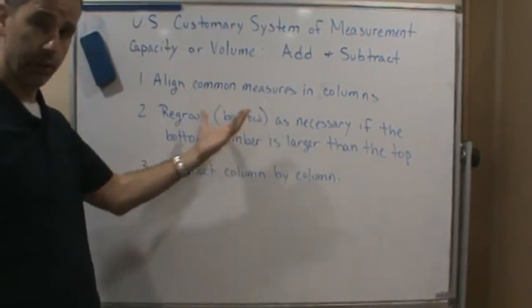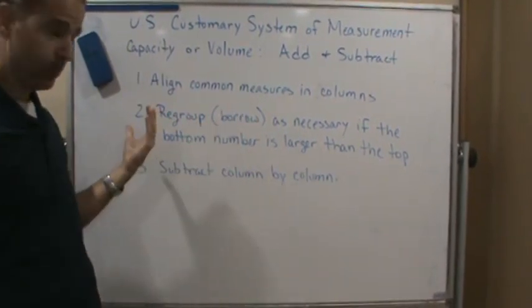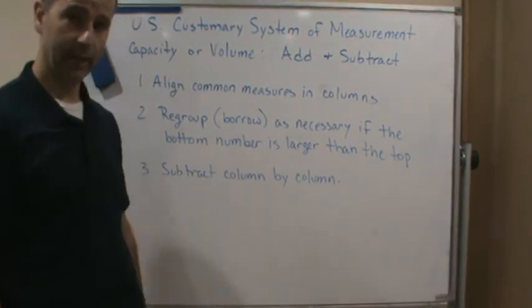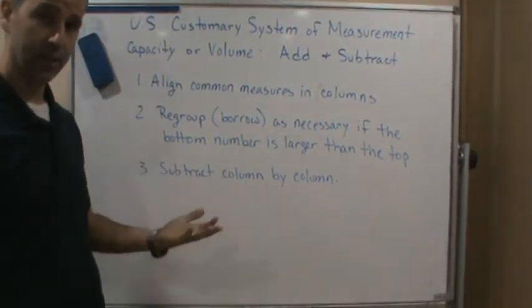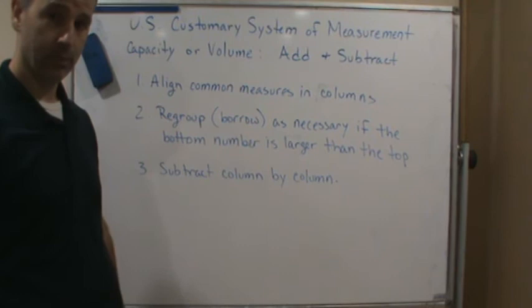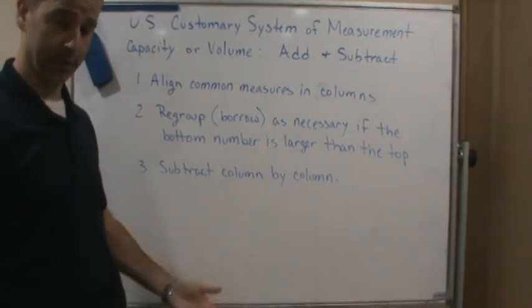Then once you do all of that, once you do all the regrouping, then you basically subtract column by column, and then in the end see if it's in standard notation, and if not, put it in standard notation.